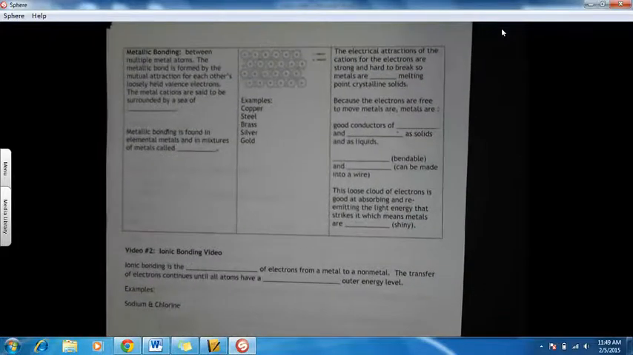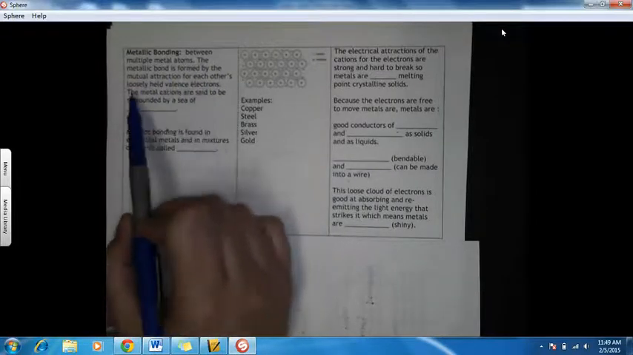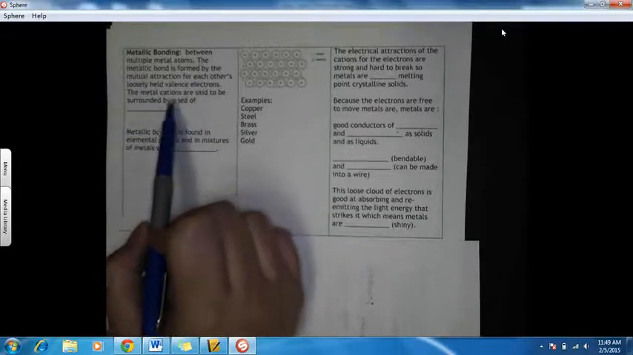Finally, we're going to talk about metallic bonding. And metallic bonding are bonds between multiple metal atoms. The metallic bond is formed by the mutual attraction of each other's loosely held valence electrons. The metal cations are said to be surrounded by a sea of electrons.